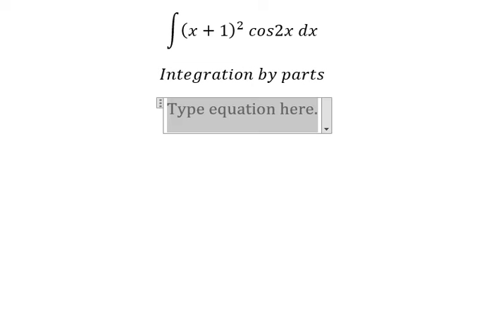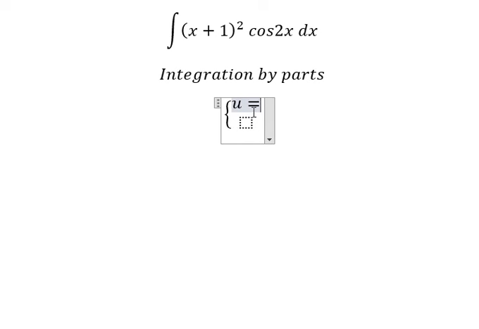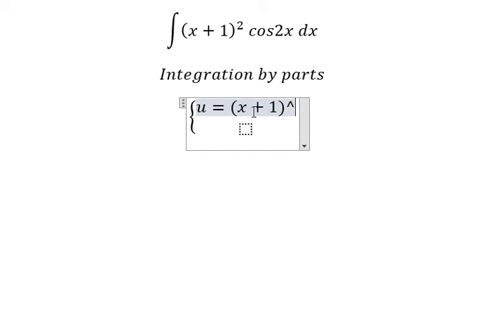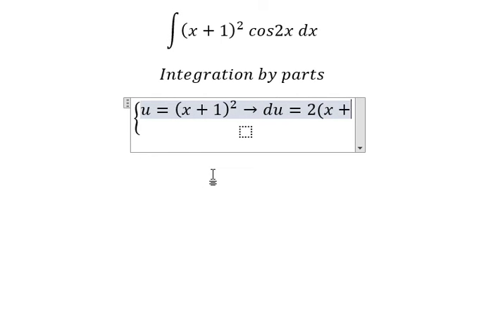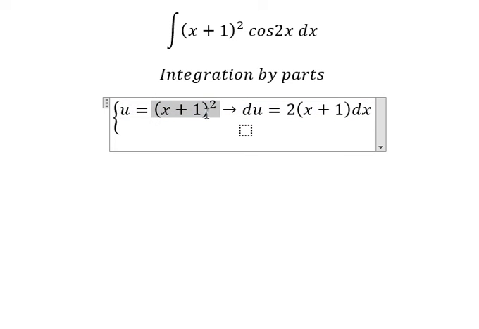So we need to put u equals x plus 1 to the power of 2. So if we do the first derivative for both sides, we have to multiply by x plus 1 dx, because if we do the first derivative of x plus 1 to the power of 2, the number 2 will go in here. Later, that number 2 minus 1, you get number 1. That's why we have x plus 1 to the power of 1.